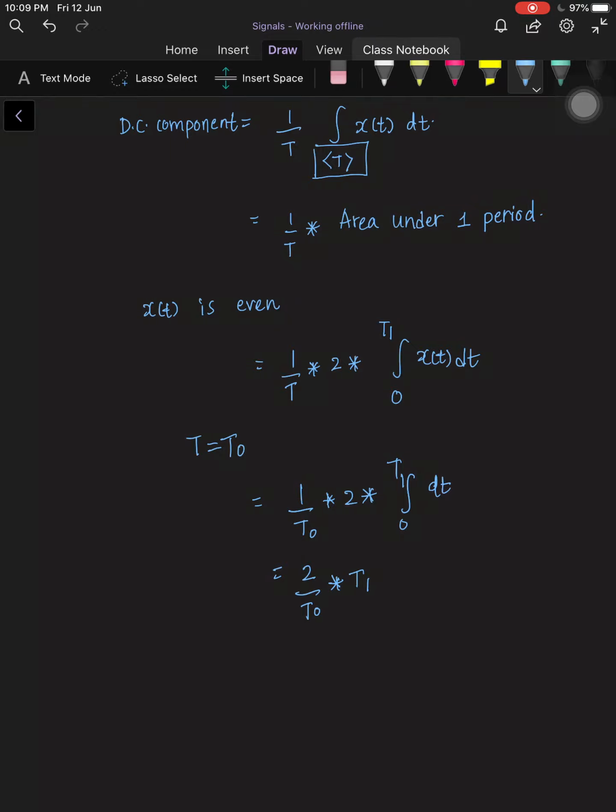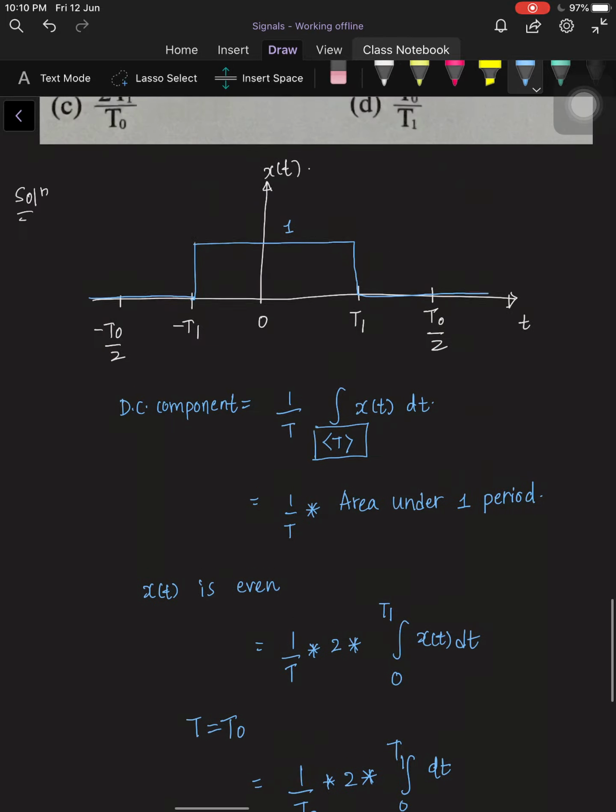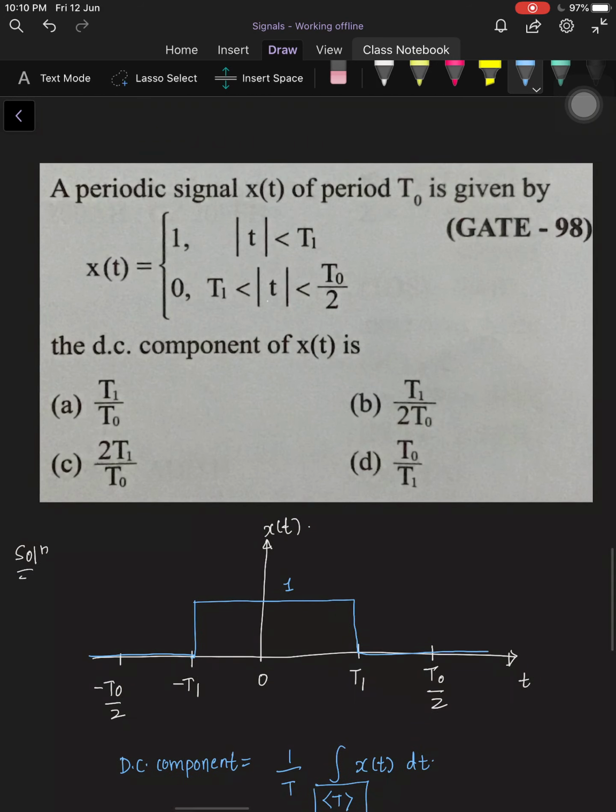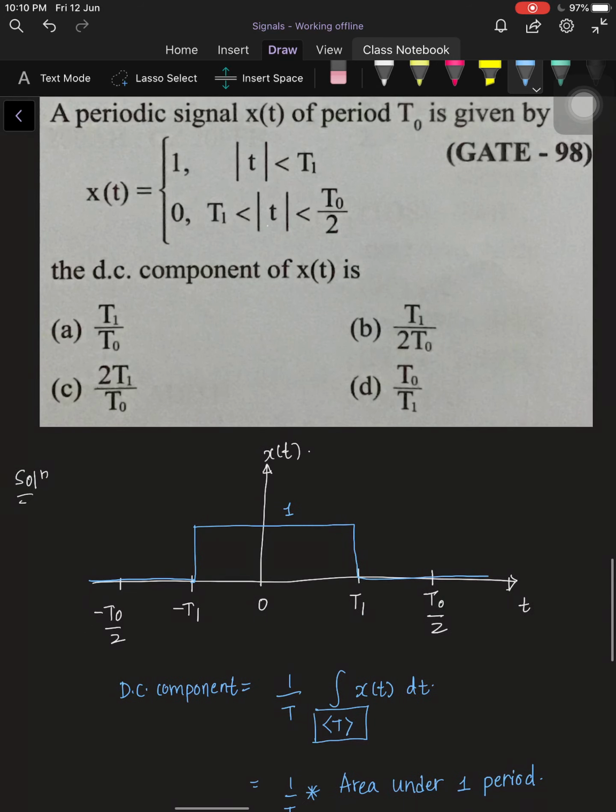Or if we were to represent the frequency equivalent, this would mean the value at f equals 0. So the question could also be asked in this way: what is the value at f equals 0 for a signal which is given by this condition? So the answer for this question is option C. The trick behind solving such periodic signals is to always try to plot the given signal.